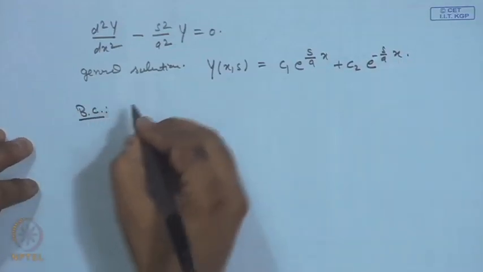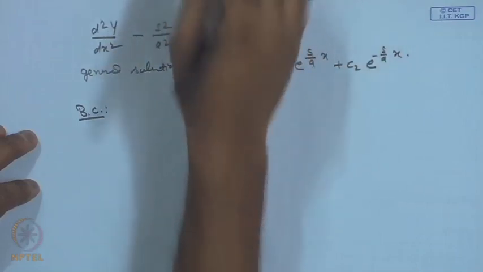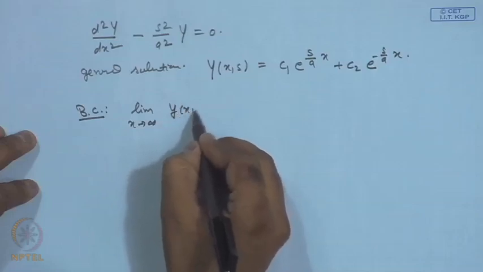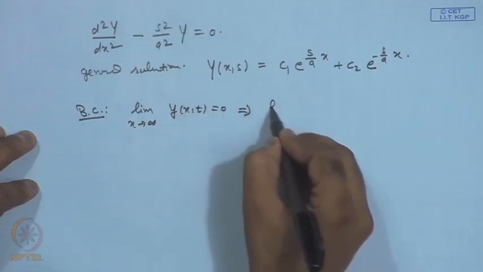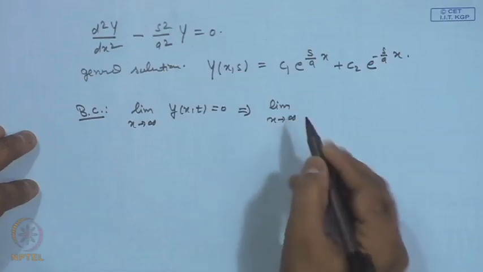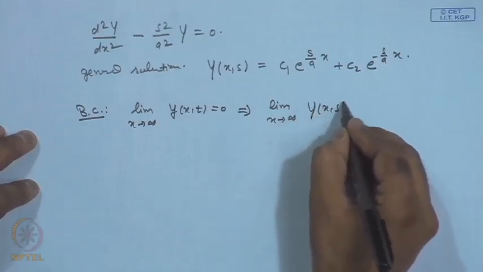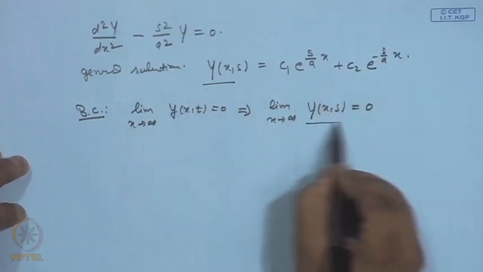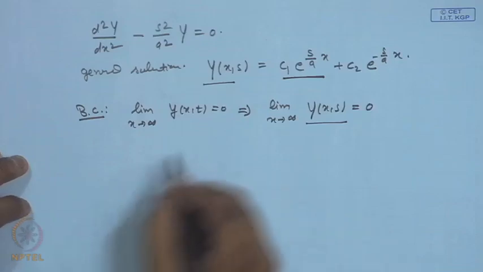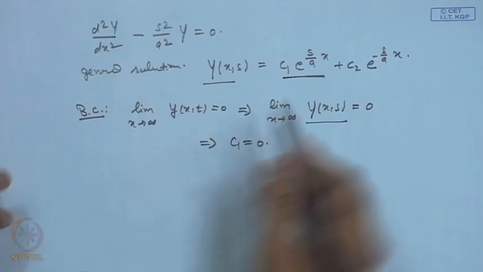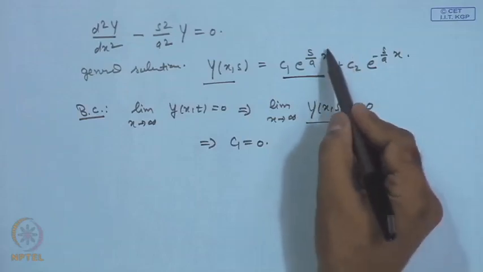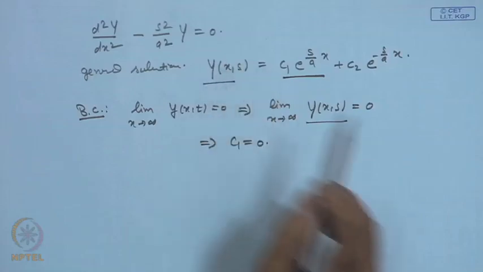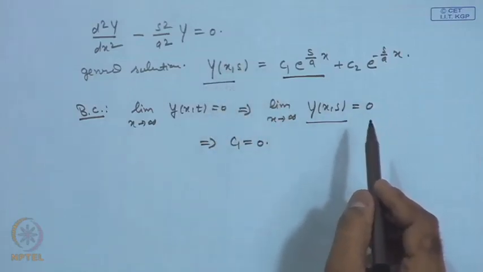Again the boundary conditions. One boundary condition is as x approaches infinity, y(x,t) is 0. So from here we get that the limit as x approaches infinity of y(x,s) is 0. As x approaches infinity, this y is 0. So we can see that C1 is 0, because here we have e^(s/a x), which will grow unboundedly. So we have to have C1 equal to 0 to guard this.